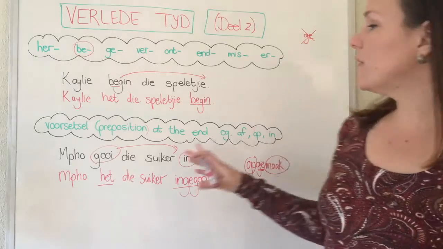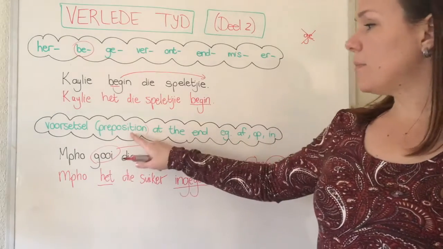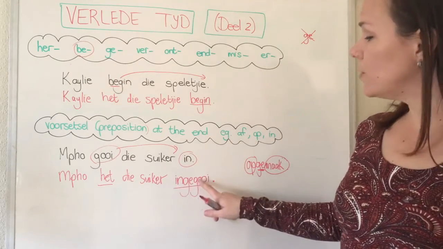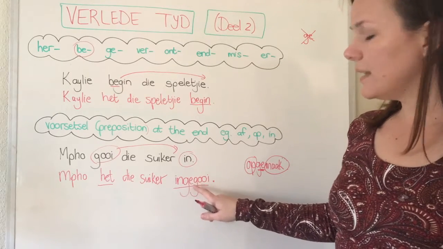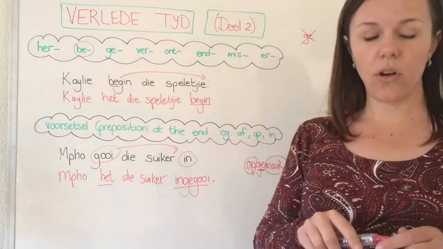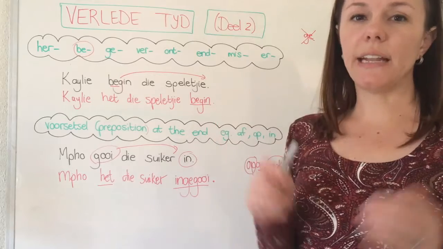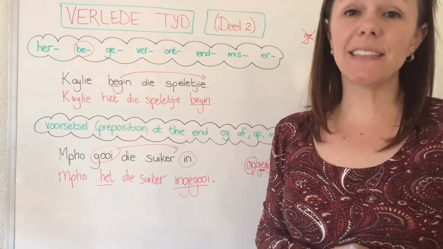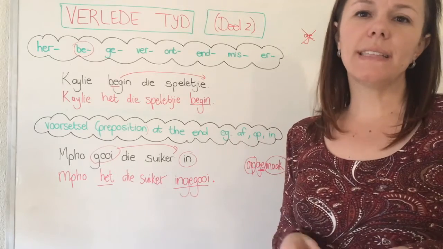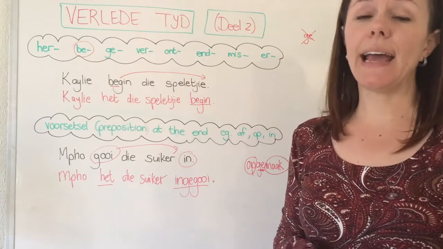Okay, so whenever your sentence ends in a preposition, the preposition is added to the verb and ge is in the middle. Ingegooi, opgemaak, and so on. It's added together. Hope that makes sense, guys. If you struggle with this at all, just give me a WhatsApp text and I will gladly help you.